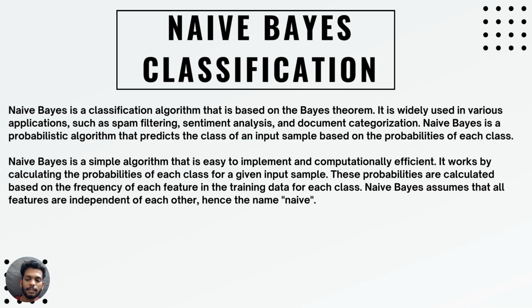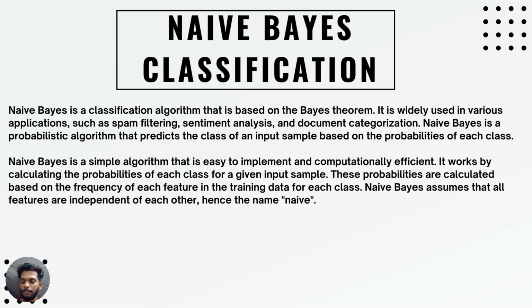Now, let us understand how the Naive Bayes classification works. It assumes that the features are independent of each other, which means that the presence of one feature does not affect the presence of another feature. So, the algorithm calculates the probability of each feature given a class label and multiplies them together to get the probability of a particular class label.